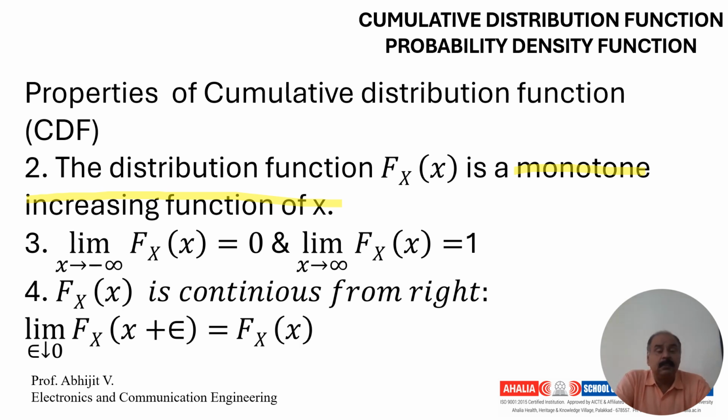Limit F_X(x) equal to 0 when x tends to minus infinity. That means that the minimum value, when x goes to minus infinity, the CDF of x will be 0, and when x tends to plus infinity, F_X(x) will be equal to 1. That means that the highest value that a CDF function can take is 1 and the lowest value that it can take is 0.